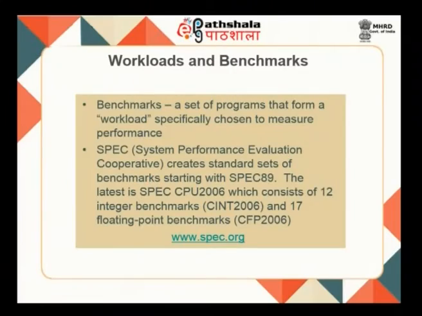Now, what happens to the rest of the applications? So, you need to have a standard set of programs based on which everybody will run their innovations, incorporate them in their architectures and try to come up with a common forum for discussion. So, you need to have a set of benchmarks. Benchmarks are a set of programs that form a workload specifically chosen to measure performance, and the most important benchmark is the SPEC benchmark.